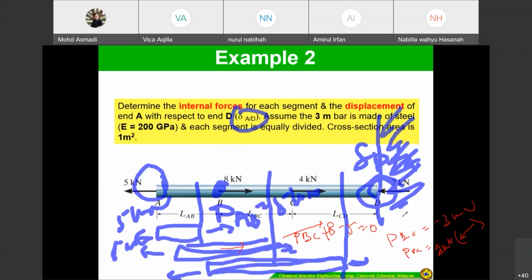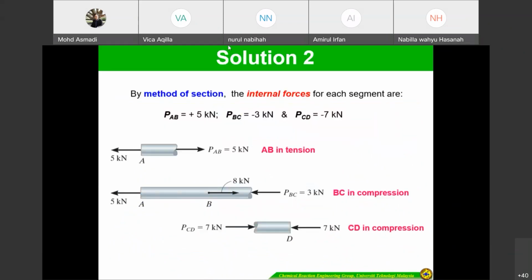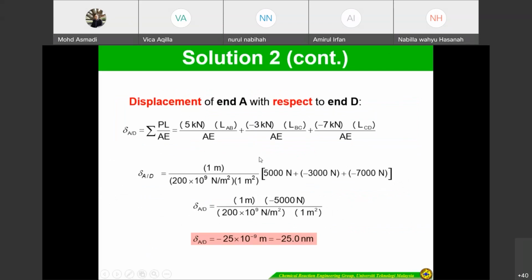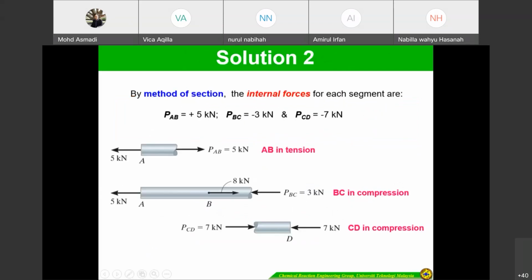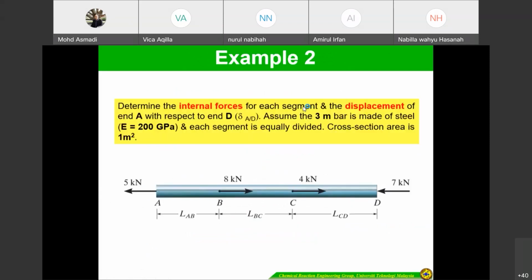And you do the same thing for CD. If you look at here, this one is the solution, right? This one also you can actually calculate. Look at here, this is 7 kilonewtons, right? Because they chose the right side, but it's the same also. If you want to calculate from here, you cut until here, right?